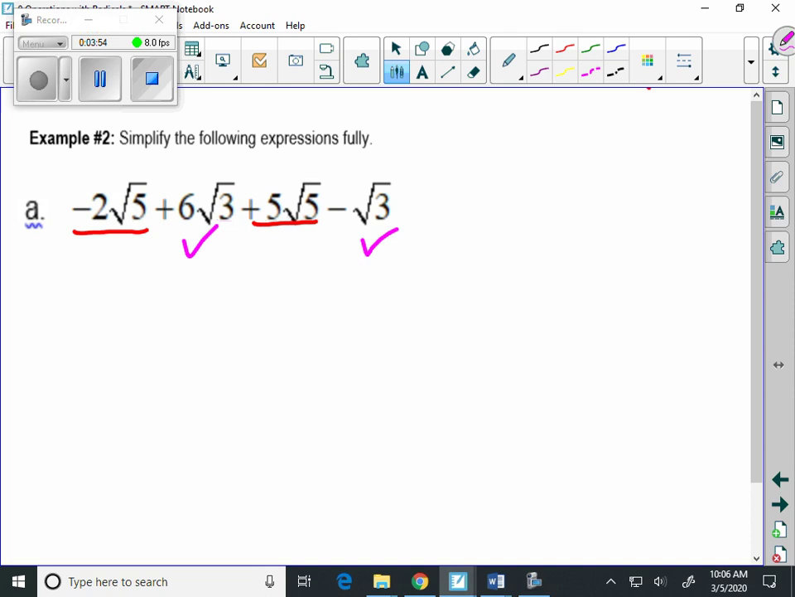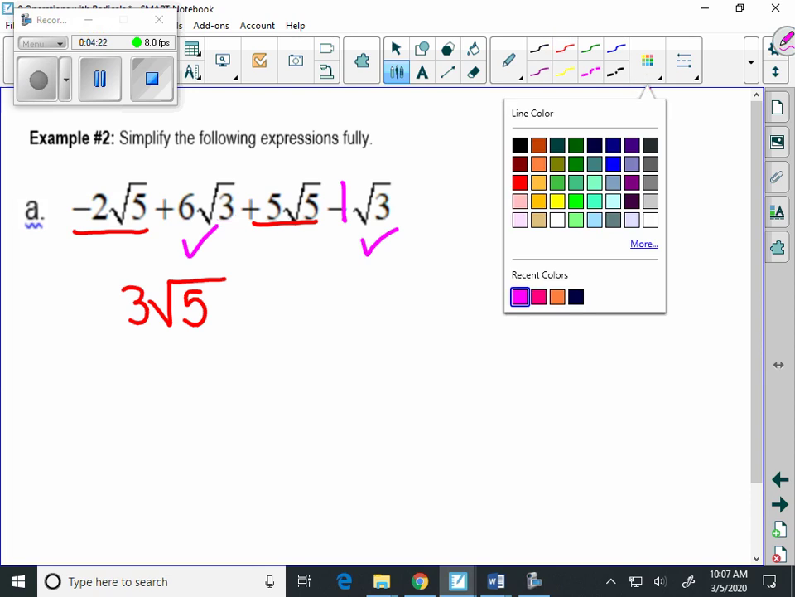By the way, do you know what the number in front of the square root of 3 is on this last term? And it is a 1. So now that we know that, we can finish this problem. Negative 2 square root of 5 plus 5 square root of 5 is 3 square root of 5. Negative 2 plus 5. The numbers out in front are what we're adding. We're leaving the square root part alone.